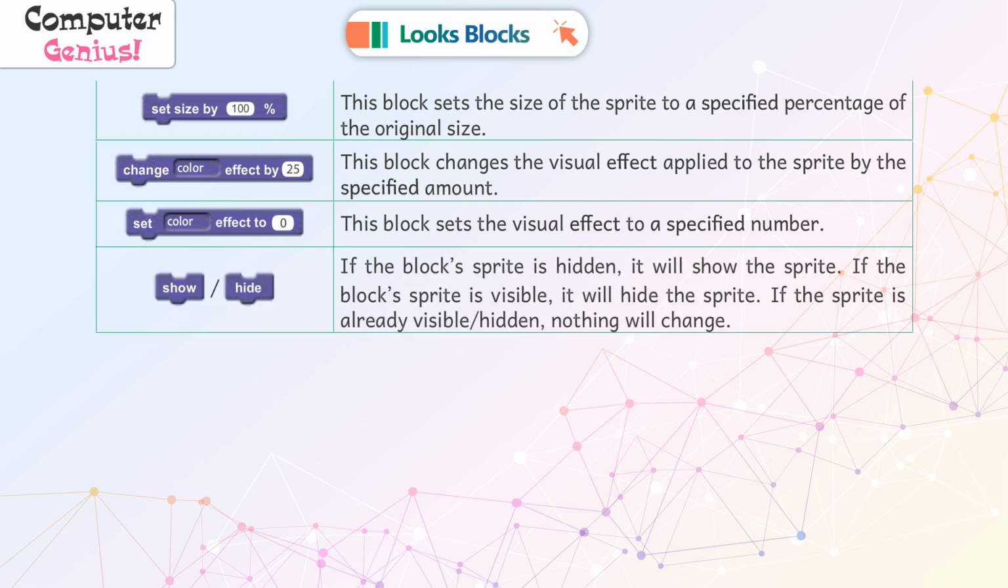Show or hide. If the sprite is hidden, the show block will show the sprite. If the sprite is visible, the hide block will hide the sprite. If the sprite is already visible or hidden, nothing will change.